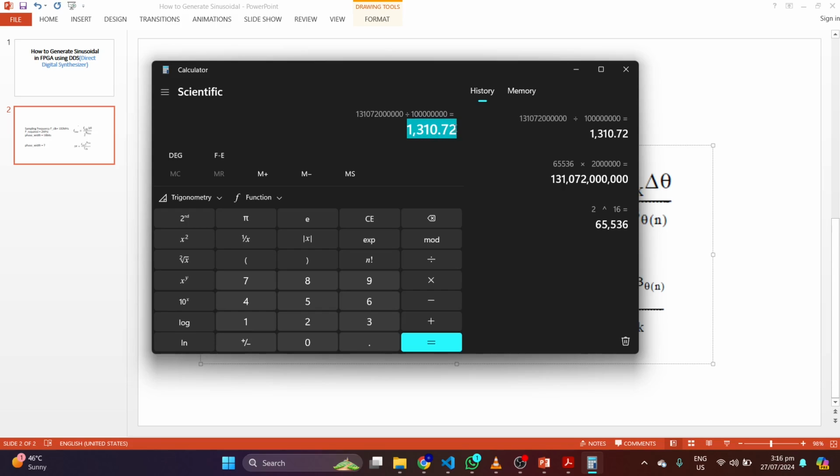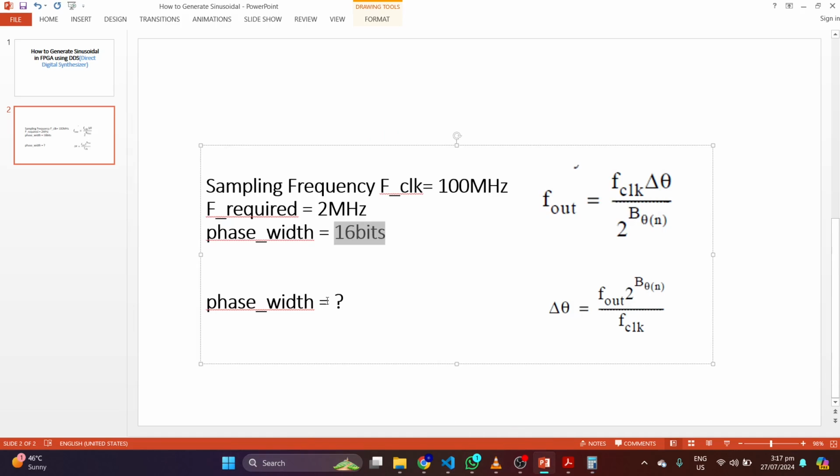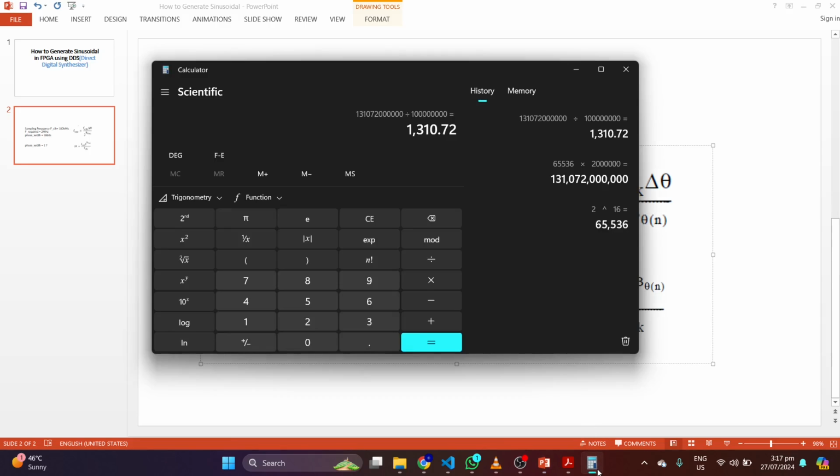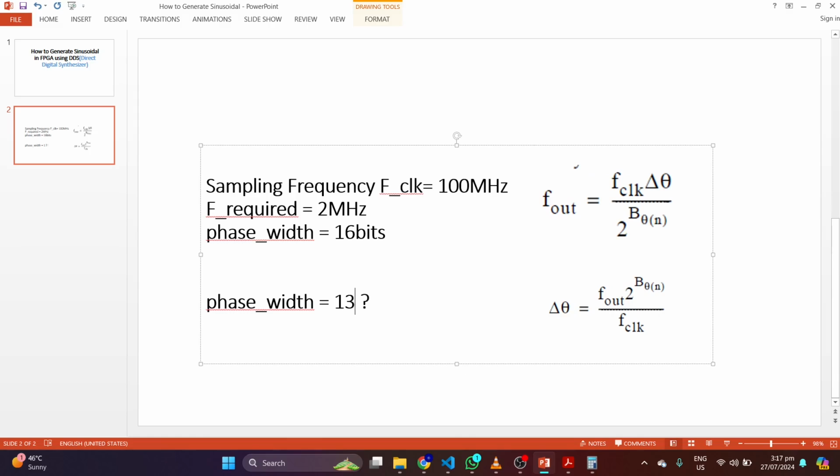This is the phase increment value, but we can put only the rounded value. So I will round it off to 1,311. This will be our phase increment value.